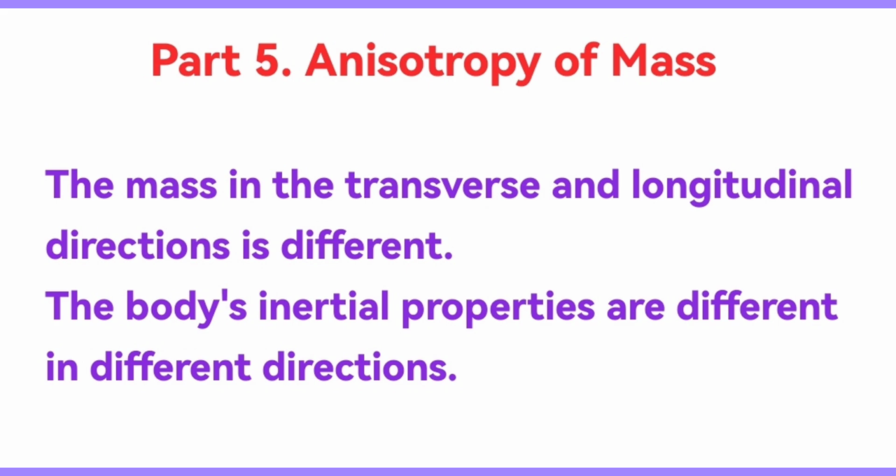Part 5. Anisotropy of mass. The misalignment of the directions of force and acceleration can be interpreted as anisotropy of the body's mass. That is, the mass in the transverse and longitudinal directions is different. Note that there is no logical contradiction here, because mass is only a measure of a body's inertia. Therefore, the fact that the values of the body's mass in different directions are different only means that the inertial properties of the body in different directions are different.